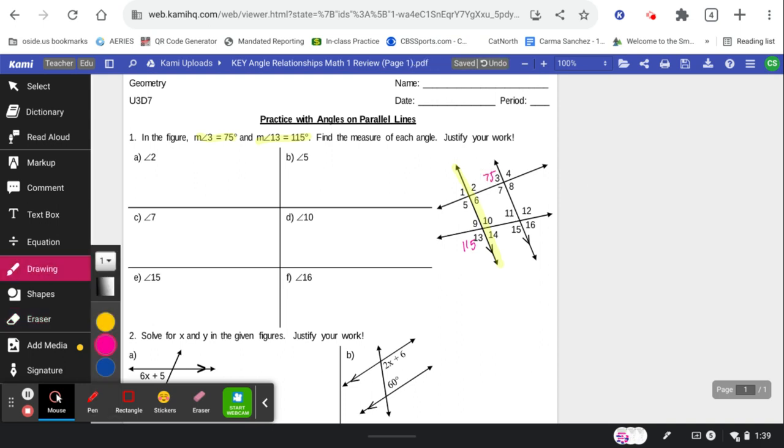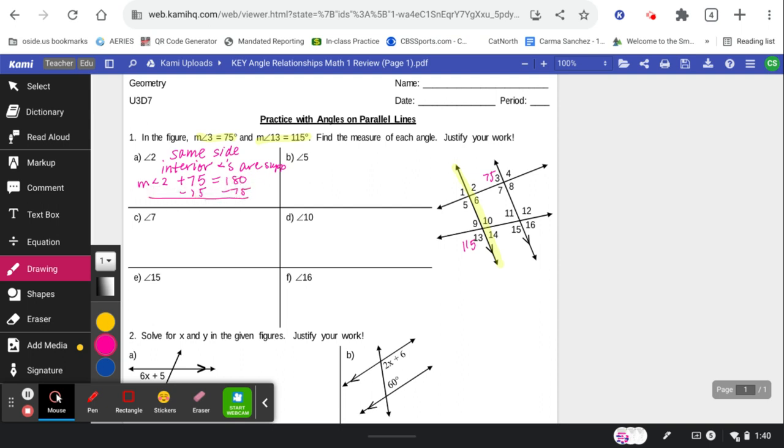But what would I use if I have this 75 over here, and I'm trying to go for angle 2? Those are same side interior angles, which are supplementary or equal to 180. So it means I can take the measure of angle 2, my unknown, plus 75, and I know these add up to 180.